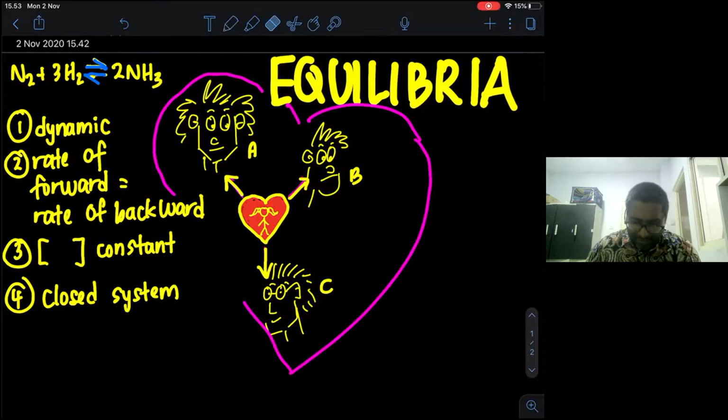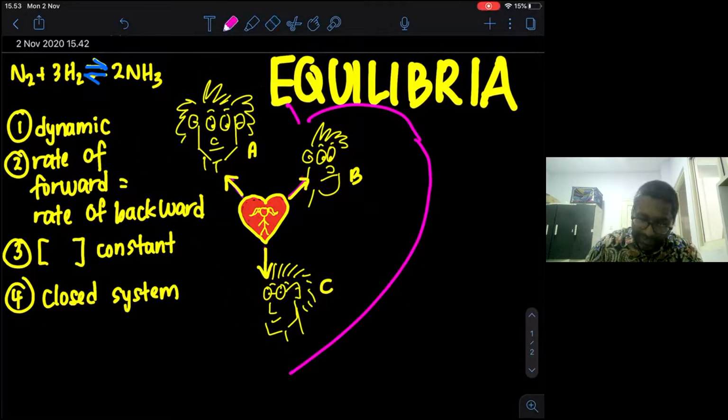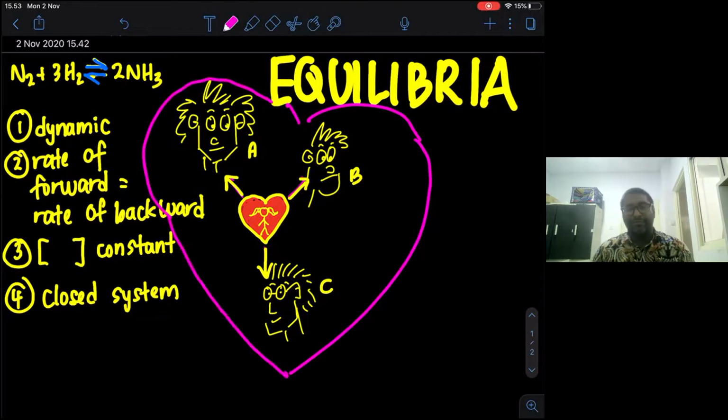Let me draw properly. There is nothing that is going to be changing. In this case, it's just a love situation between these 3 guys and the girl. So nothing is changing over here. No new guy, no guy D comes into the situation, and no new girl comes into the situation. So it's closed. Nothing goes out, nothing comes in. So it's a closed system.